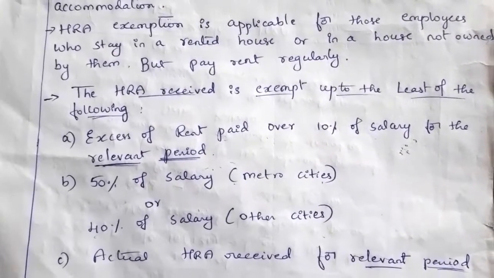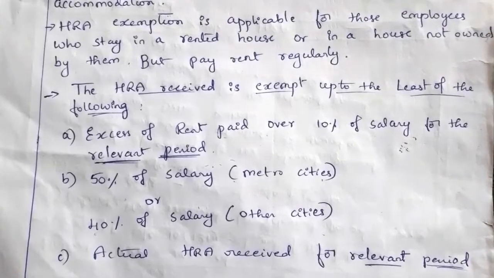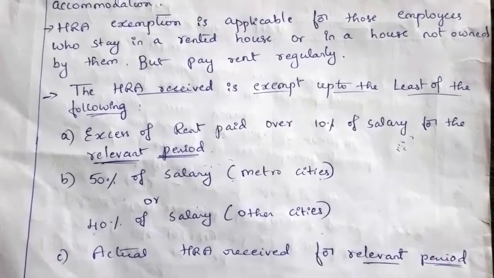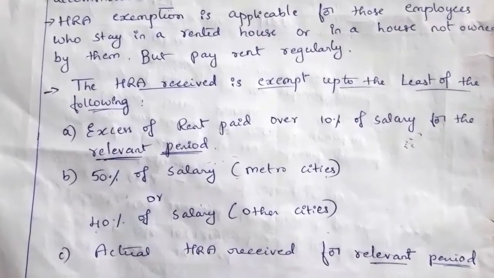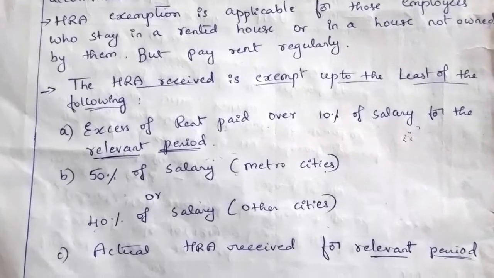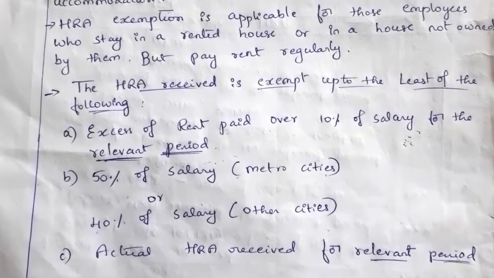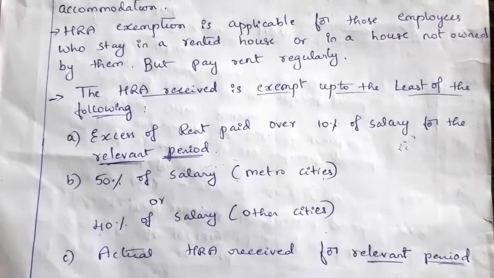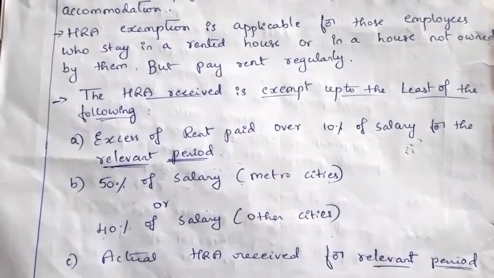Here we have learned what salary means. Salary is the same as what we took for employees not covered under the Gratuity Act. The relevant period is the number of months an employee stayed in the rented house during the year. Now in today's class we will learn about one illustration for taxable HRA.